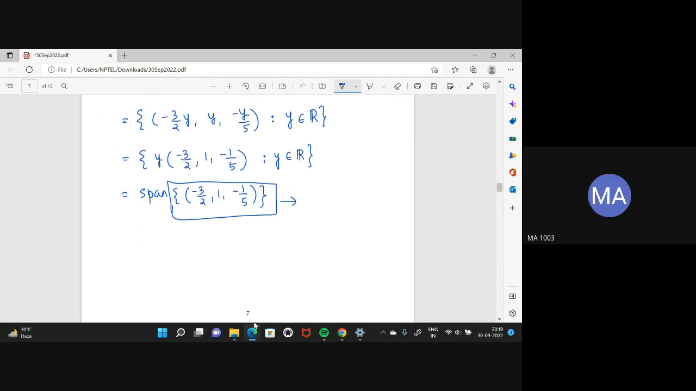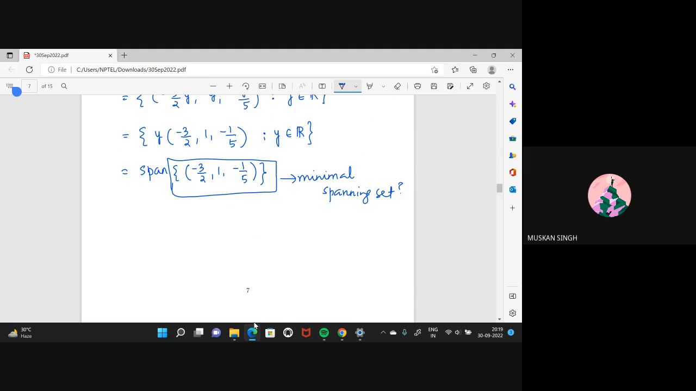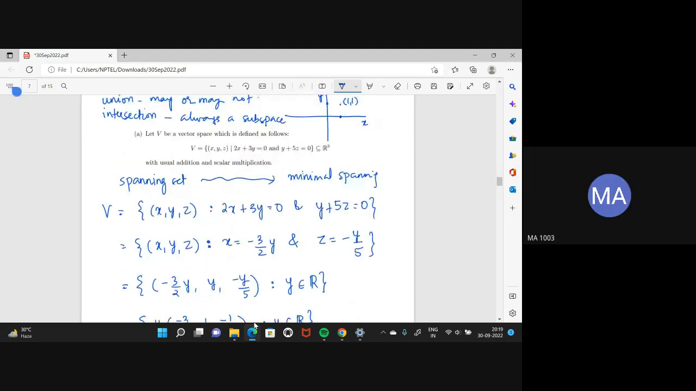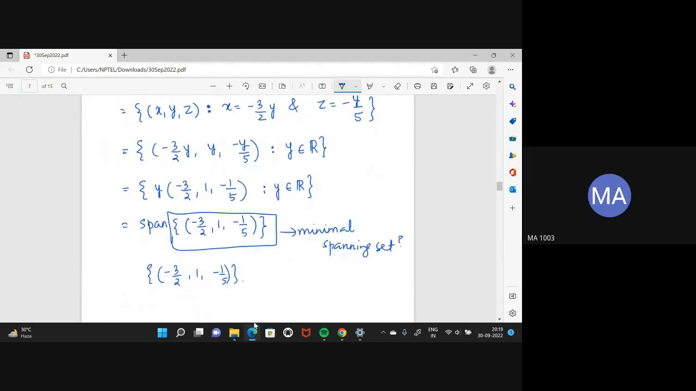Is this minimal spanning? Why not? We can add another element. No, minimal means you have to remove, not add. If you remove, how many elements does this set have? Only one element. If you remove that element, what will you have? The empty set. Will that empty set generate this space? No, ma'am. So is this a minimal spanning set?